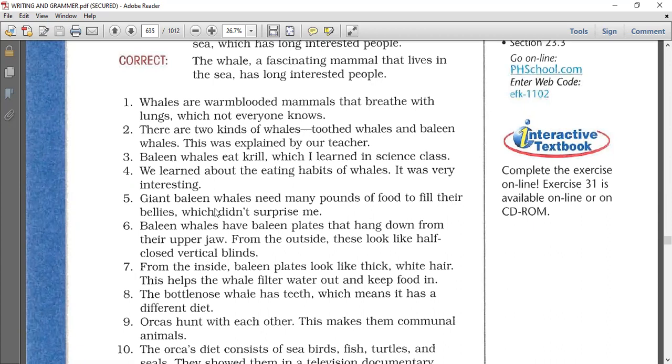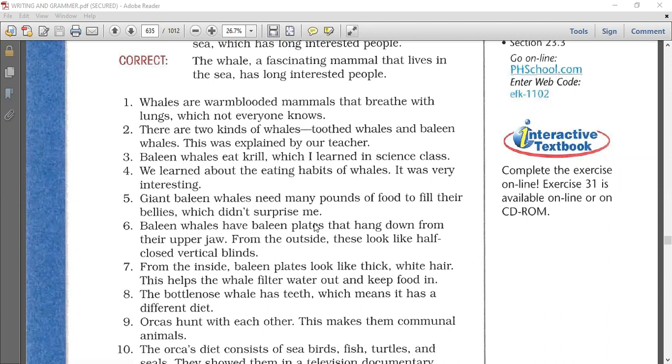Number three, guys. Who can do it? Baleen whales eat krill. This must be a type of fish or something, which I learned in science class. I think this is easier than 1 and 2. Ruhaim? Okay, Ruhaim. Where is the vague pronoun? Which? Yes. I learned in science class that baleen whales eat krill. That's it. Thank you.